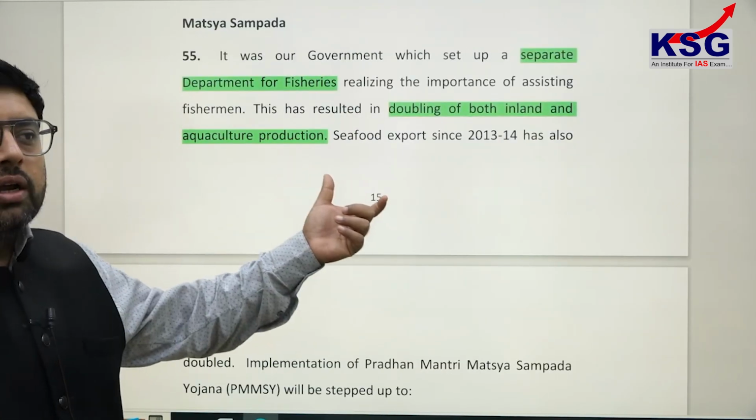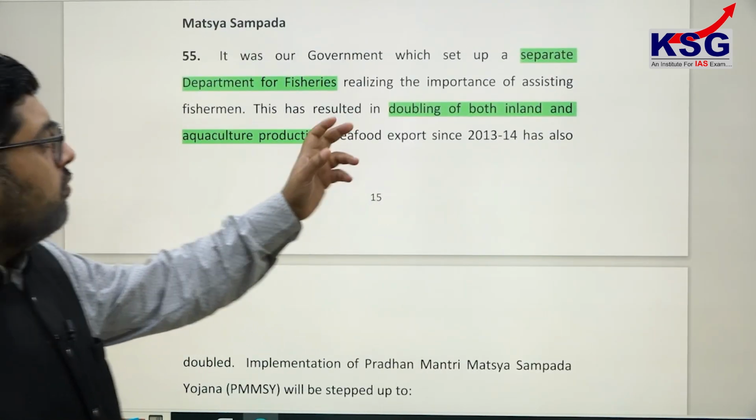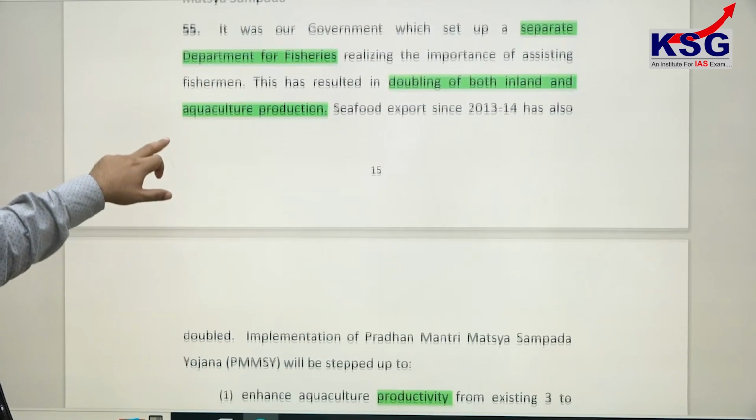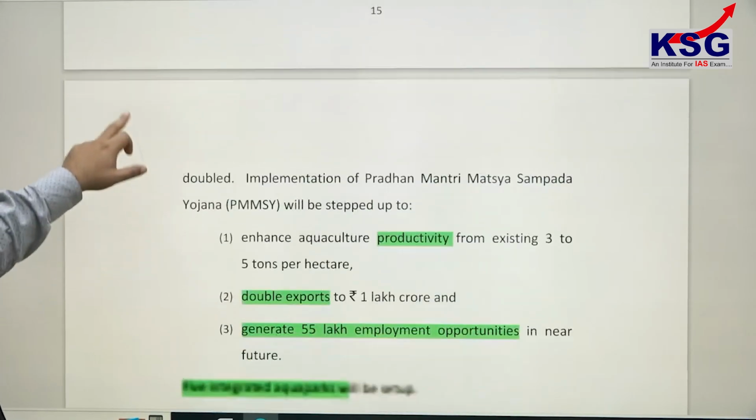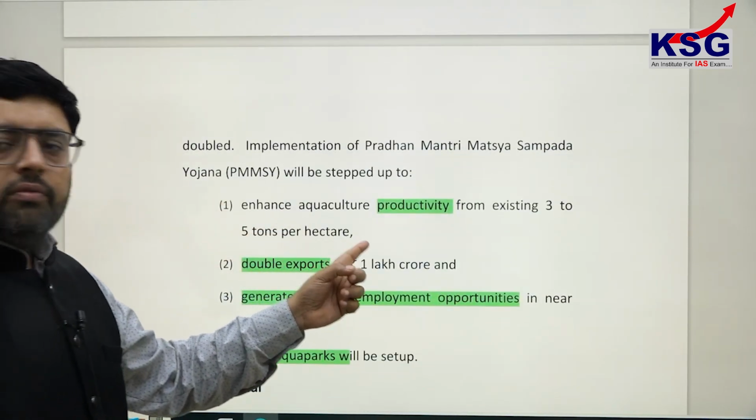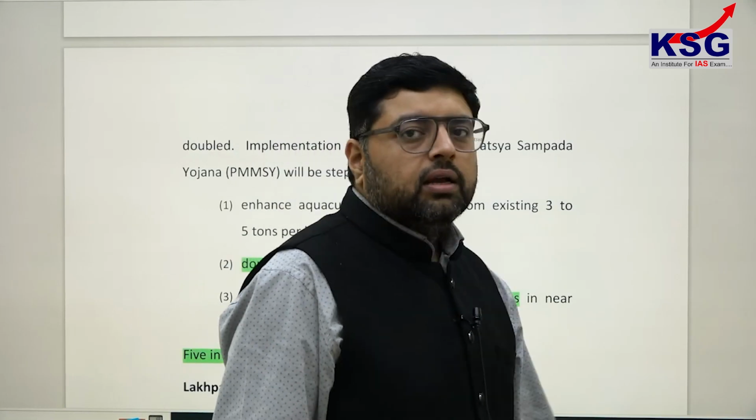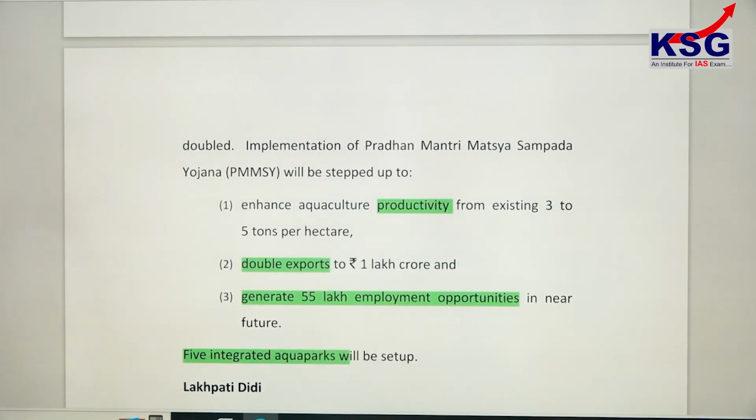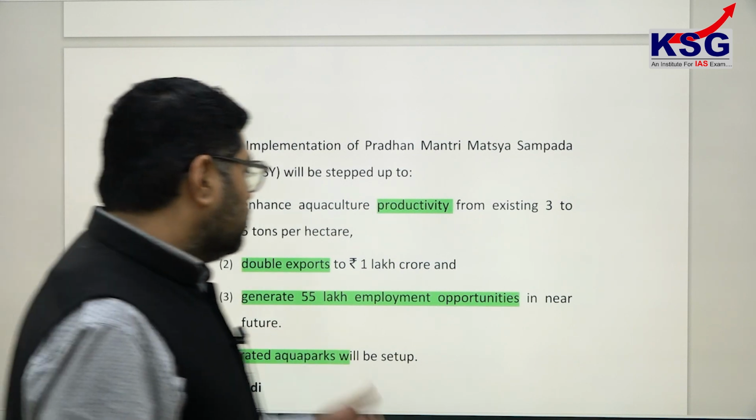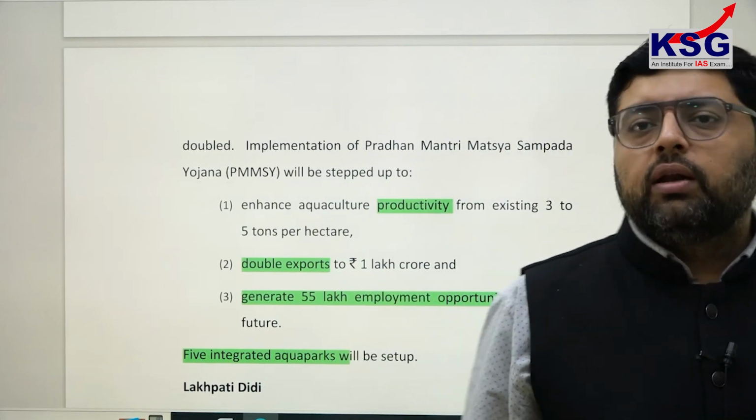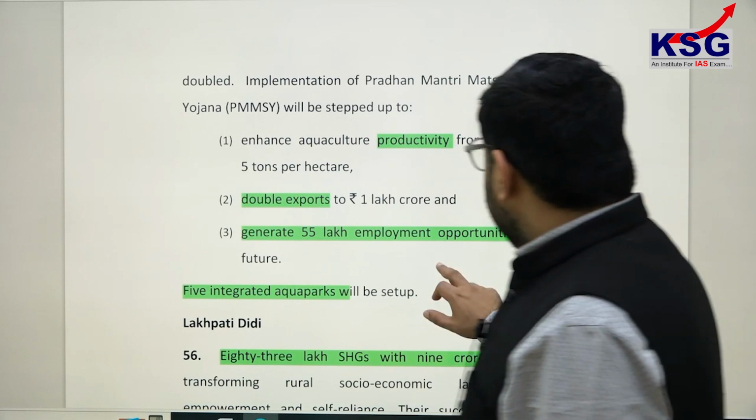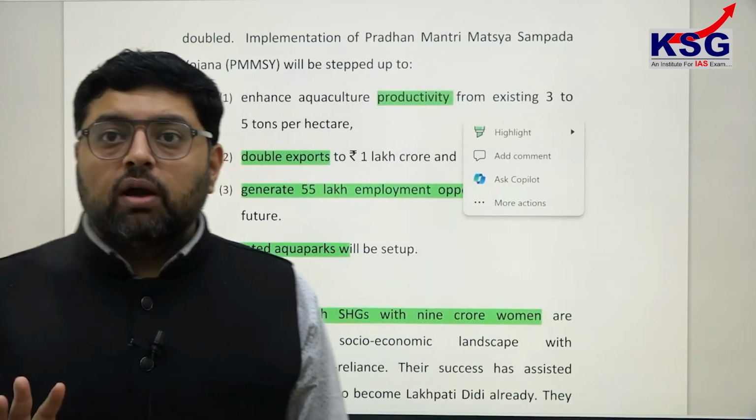Now what achievements do we have? Number one, we have doubled both inland and aquaculture production. Next, we have advanced the productivity. Earlier our productivity was 3 tons per hectare, but now it is 5 tons per hectare. We have also doubled the exports, to 1 lakh crore. We have generated 55 lakh employment opportunities. So this is what you have to remember.